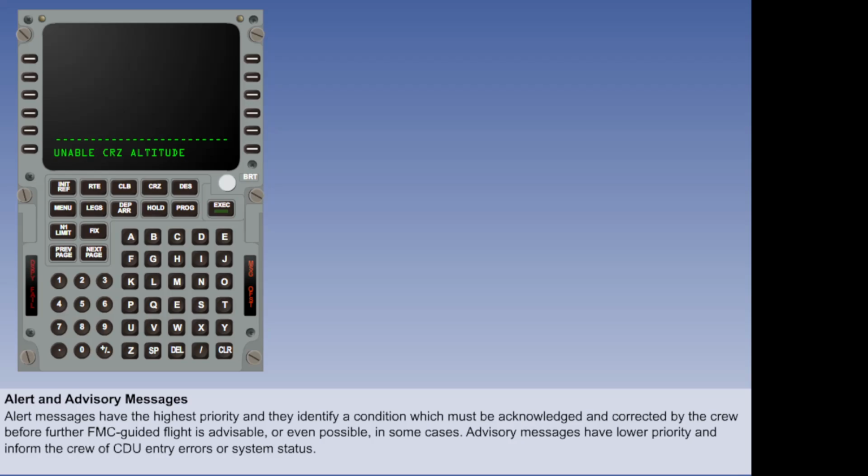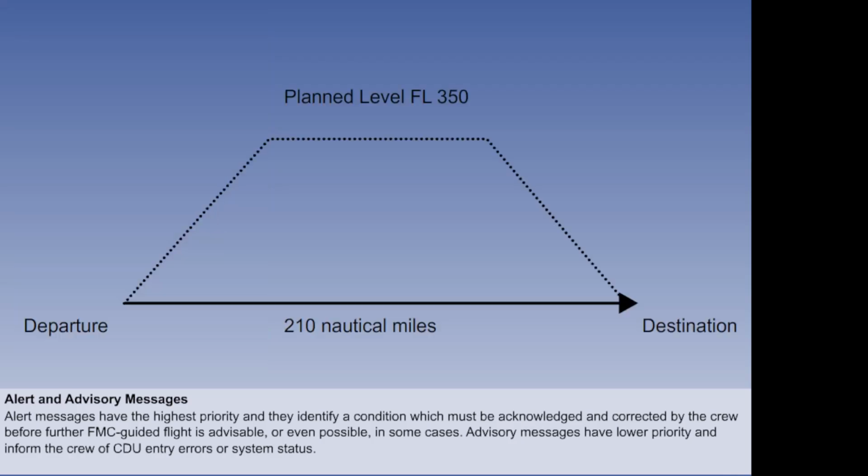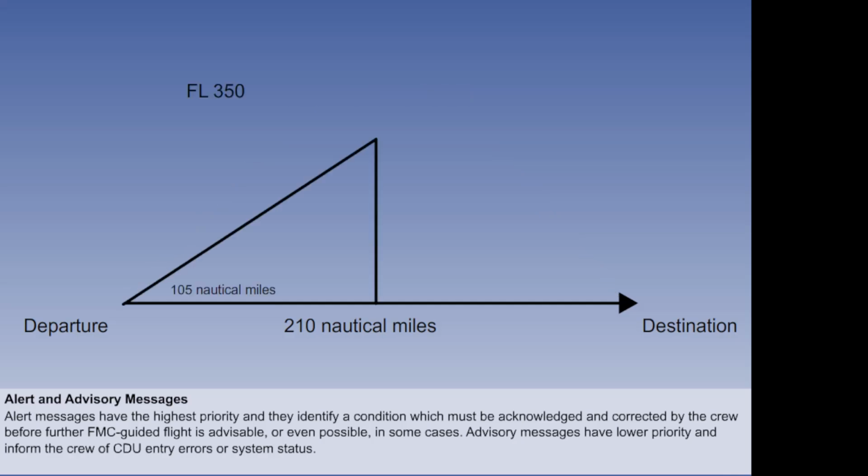Another possible message is Unable cruise altitude. This is because the journey is too short for the requested cruise altitude. Suppose the route distance is 210 nautical miles and we select flight level 350. The computer will calculate the distance required for the climb to that level, taking into account weight, ISA deviation, and wind. A typical figure would be 105 nautical miles.